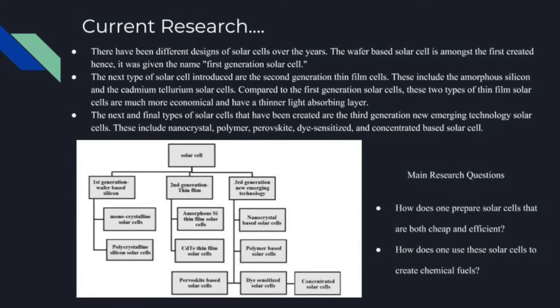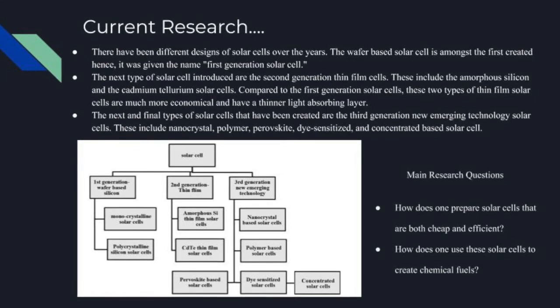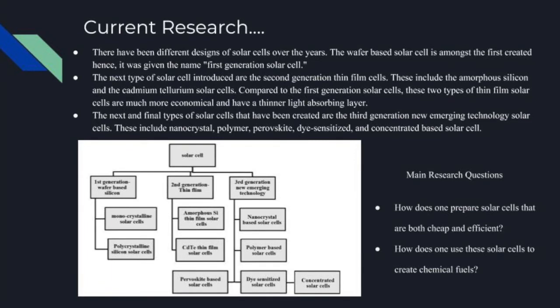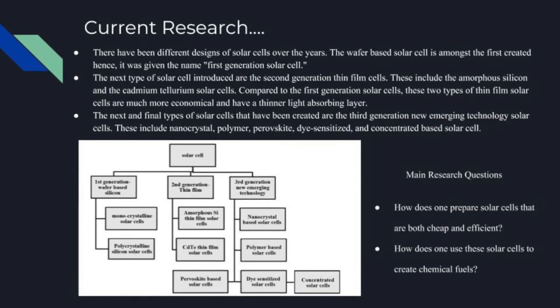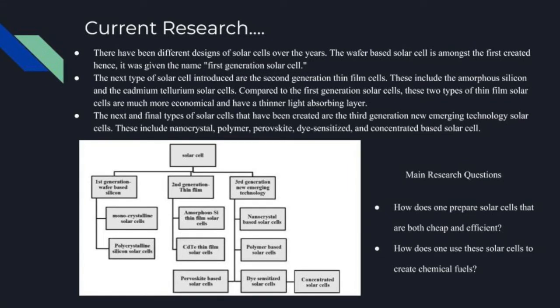These include nanocrystal, polymer, perovskite, dye-sensitized, and concentrated-based solar cell. Overall, these solar cells are the highest technology-based cells. The nanocrystal solar cell has excellent thermal stability and it can be designed to be flexible. More information on these types of cells will be provided in the next slide.